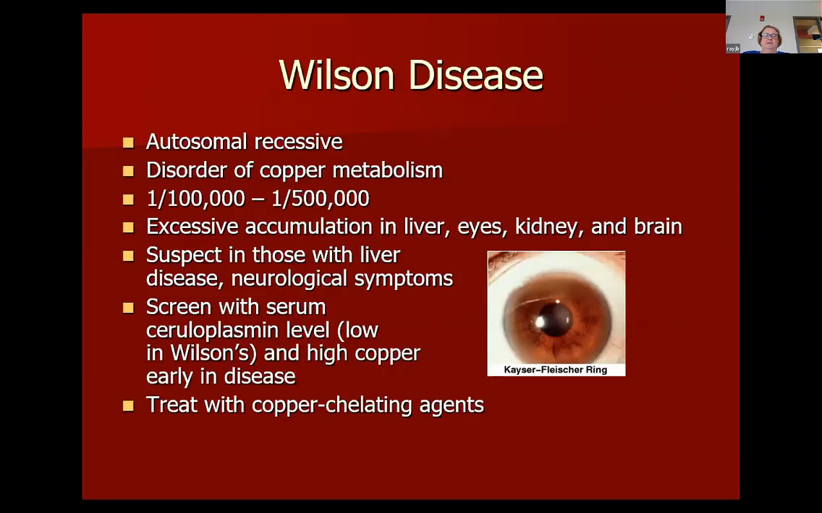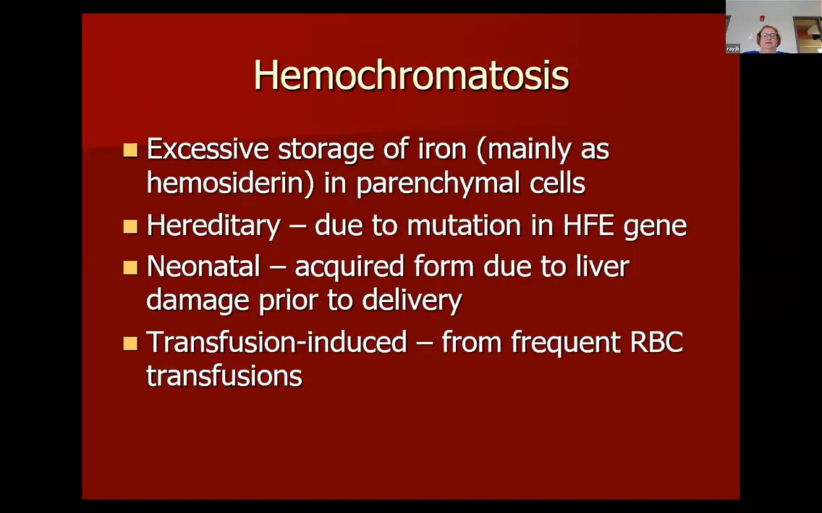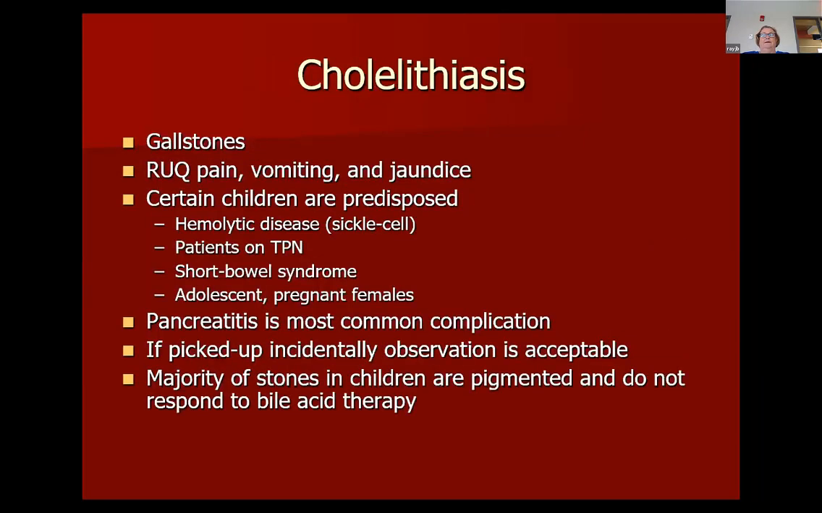Wilson disease, autosomal recessive, copper metabolism issues. If you'll see the Kayser-Fleischer ring, that's something that'll sometimes show up on boards and exam questions. Copper chelating agents will sometimes be used to treat it. Hemochromatosis, excessive storage disease with iron. A couple of families in this area have had issues with that. If for some reason someone from one of those families has to be transfused, it can be a real problem.